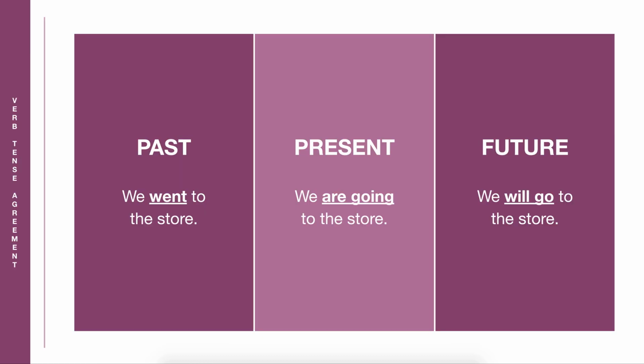So the three main tenses that we have in the English language and just in general are past, present, and future. We went to the store is past tense. That shows that something happened in the past. Present tense, we are going to the store. That shows that something is happening now. And future tense, we will go to the store, shows that something will take place in the future. These are our three main tenses. And so we need to make sure when we're writing that when we choose a tense, we stick with that tense all the way through.